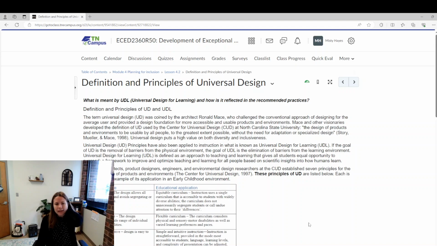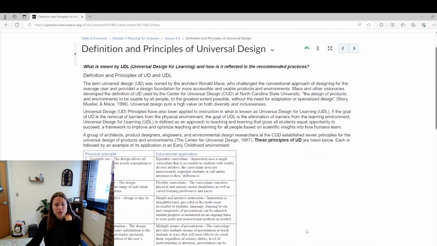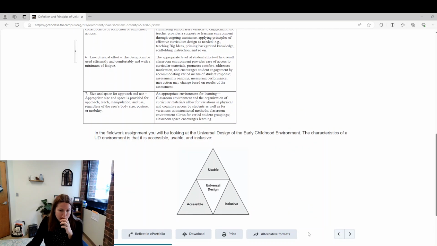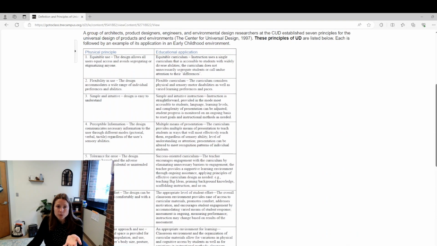So when we're looking at these principles of UDL, Universal Design for Learning, it's going to let you see that in the environment itself, there are certain characteristics, and the environment should be set up so it's accessible for all children. They're able to use all of the things that you are including, and it's inclusive for them, meaning it's supporting them based on their special need or disability.